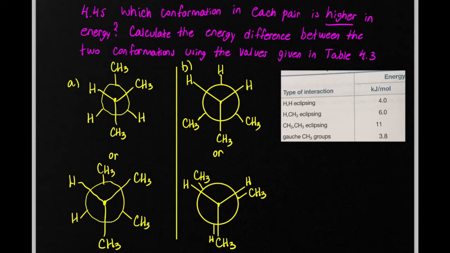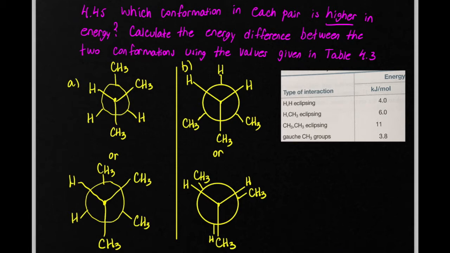Problem 45, we're asked to consider two different structures. They look like they're the same molecule, but they're just different conformations. And we're asked to decide which is higher in energy, and then calculate the energy difference between the conformations using Table 4.3, which I've snipped out a portion of it.